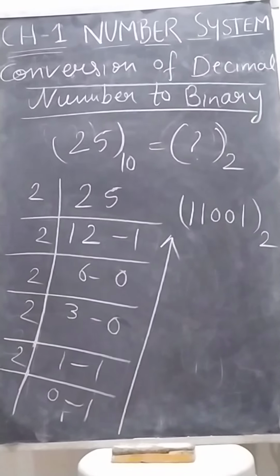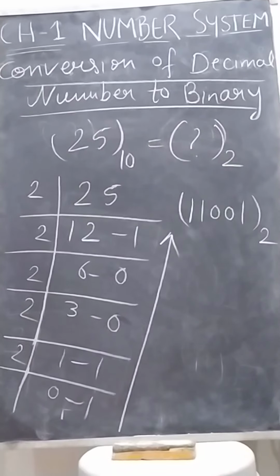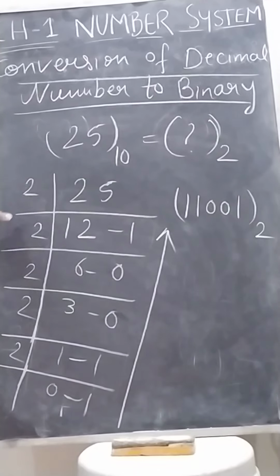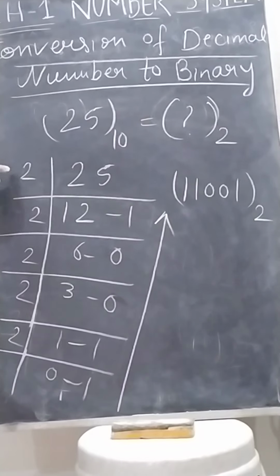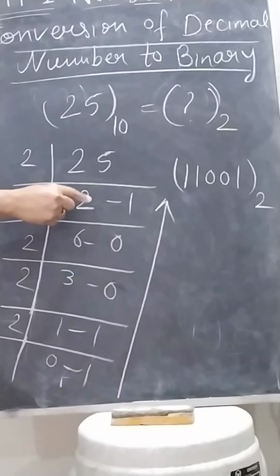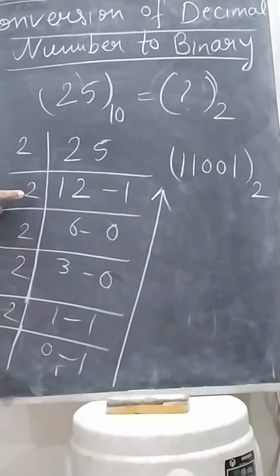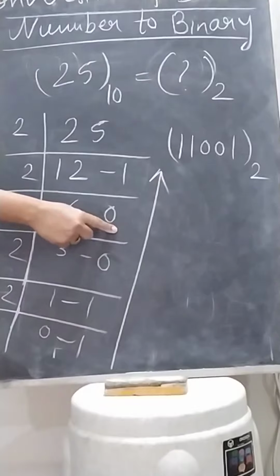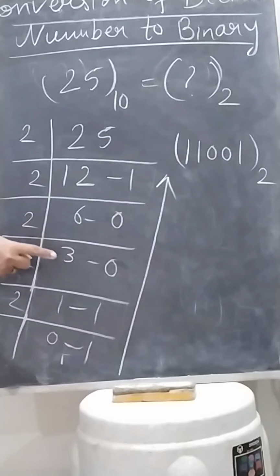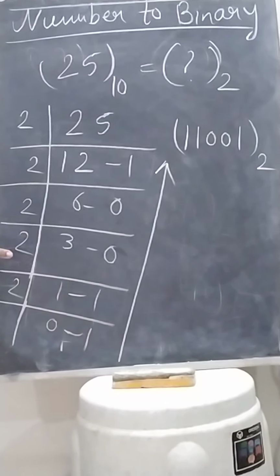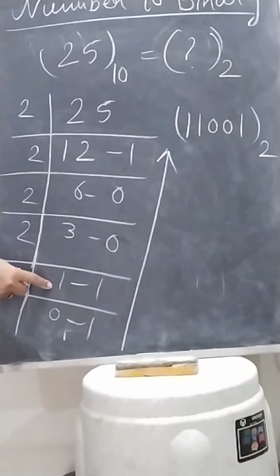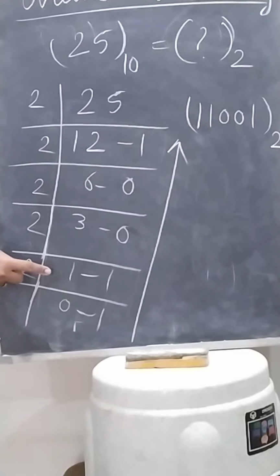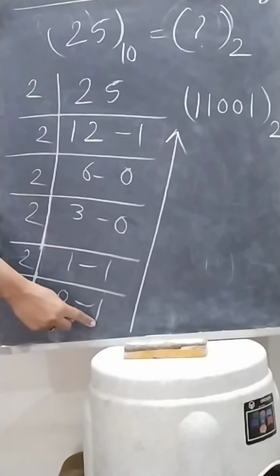So I am taking the next number, that is 25 in decimal number. What is the value of this in binary number? Divide 25 by 2: 2 ones are 2, 2 twos are 4, remainder becomes 1. Again divide by 2, 2 sixes are 12, remainder becomes 0. Again divide by 2, 2 threes are 6, remainder becomes 0. Again divide by 2, 2 ones are 2, remainder becomes 1. Again divide by 2, 2 can't divide 1, so the quotient becomes 0 and remainder becomes 1.